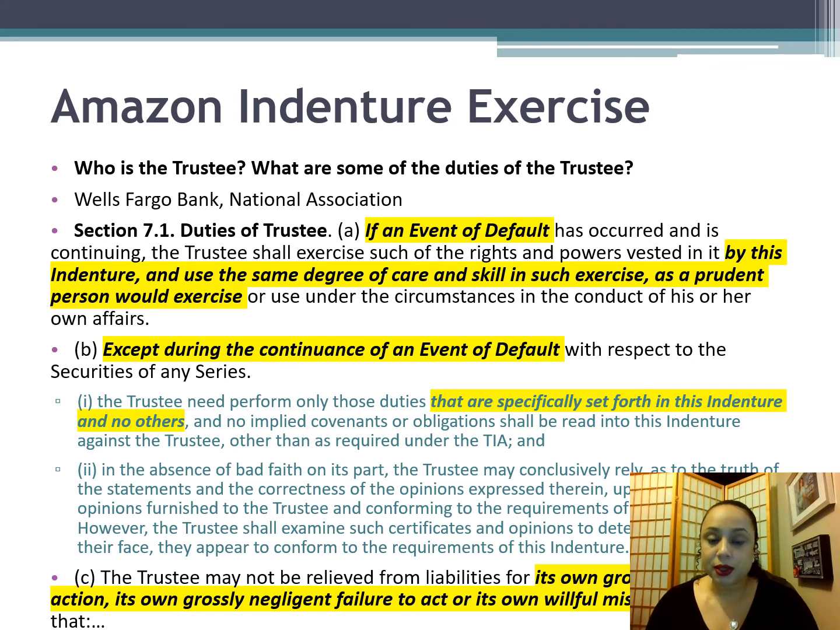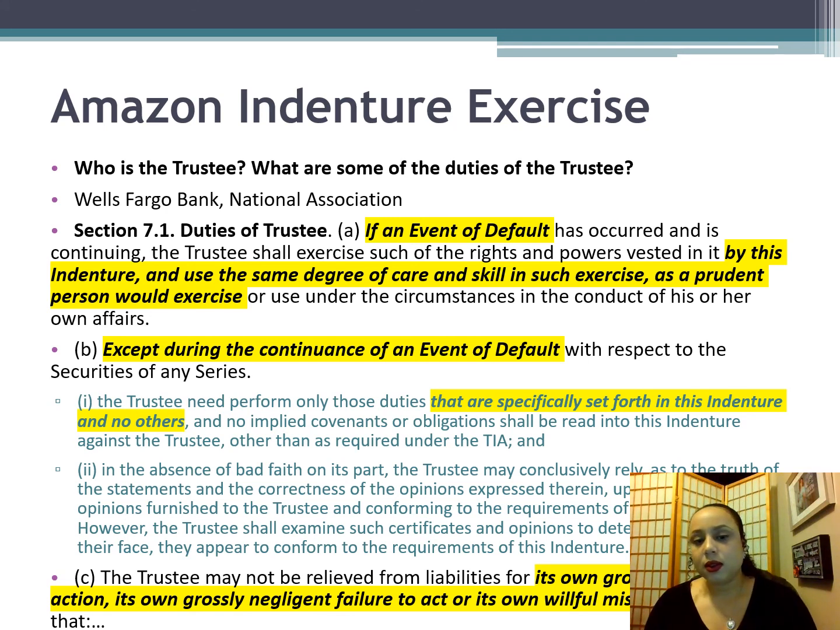B, except during the continuance of an event of default with respect to the securities of any series, the trustee need perform only those duties, right? This is non-default land, that are specifically set forth in this indenture and no others. And no implied covenants or obligations shall be read into this indenture against the trustee other than is required under the TIA, okay? This next provision deals with what occurs when there is bad faith. In the absence of bad faith on its part, the trustee may conclusively rely as to the truth of the statements and correctness of the opinions expressed therein.